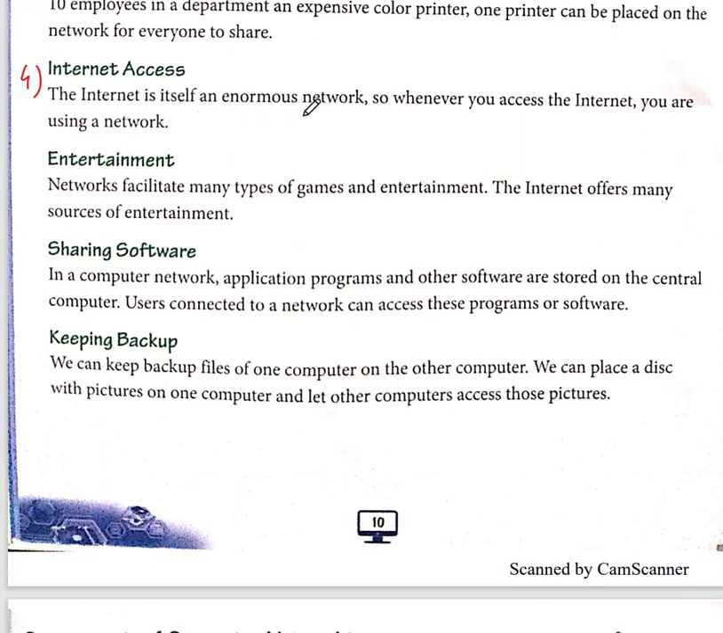Internet in itself is an enormous network. Enormous network means there are huge numbers of people attached to this. This is a huge network. So whenever you access the internet, you are using a network.